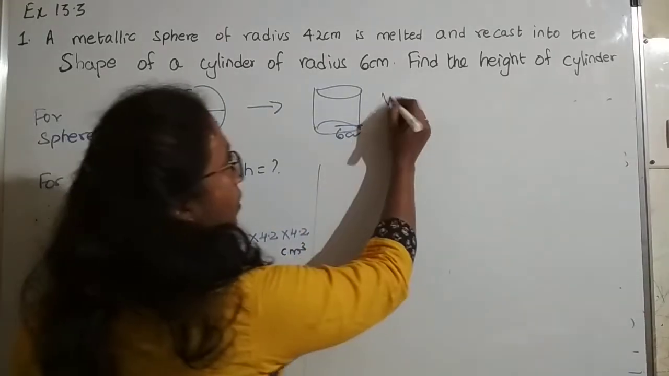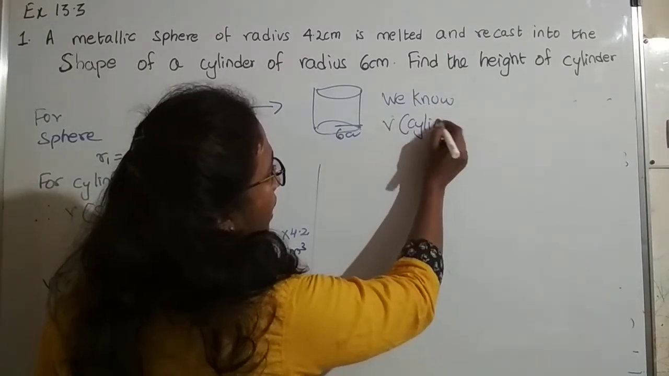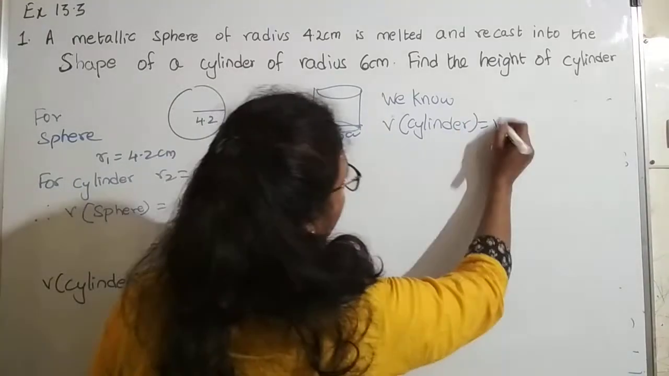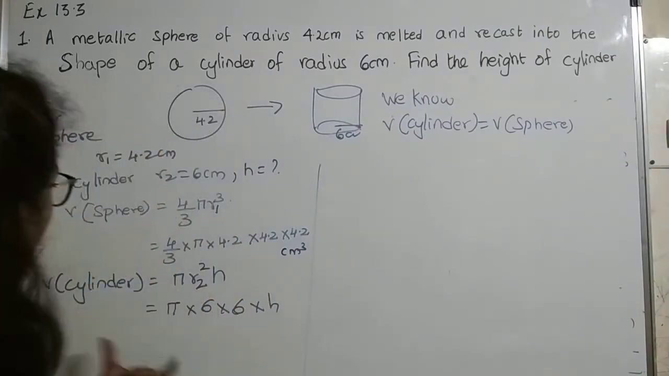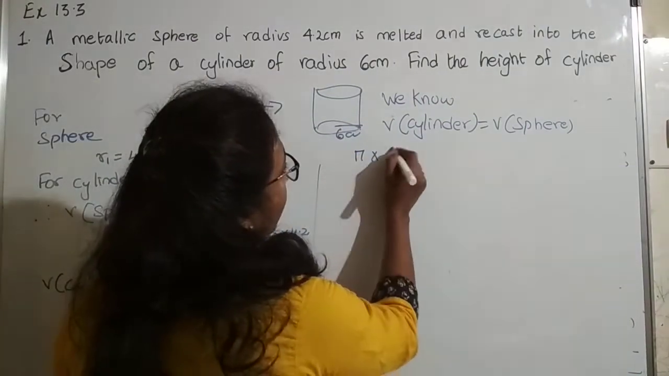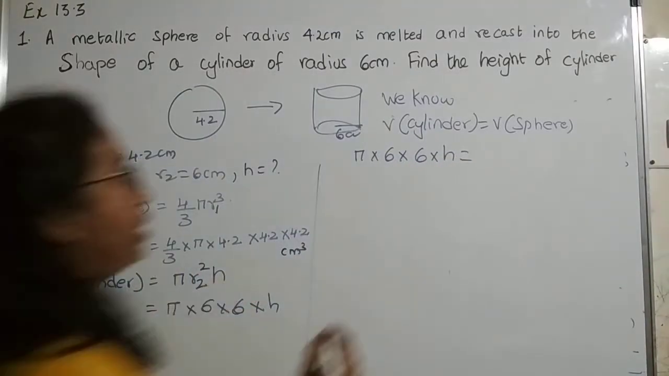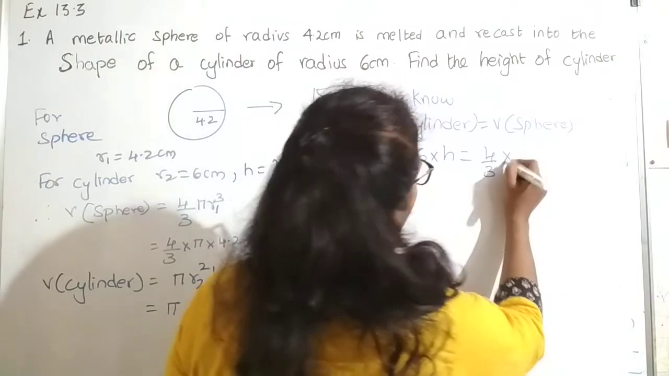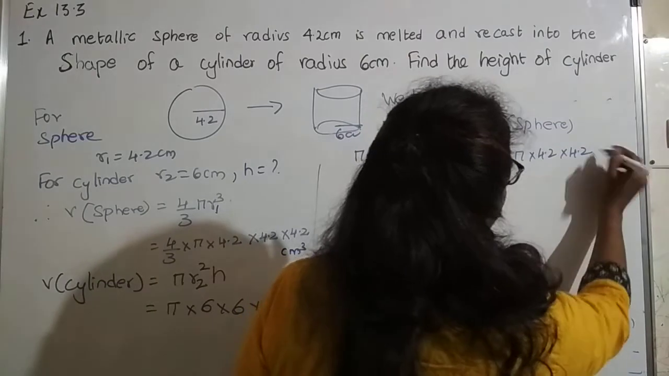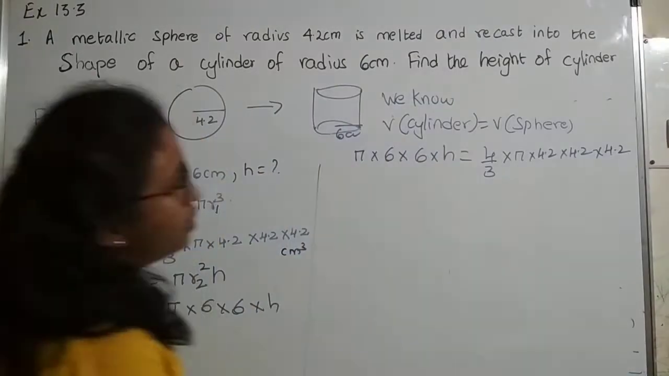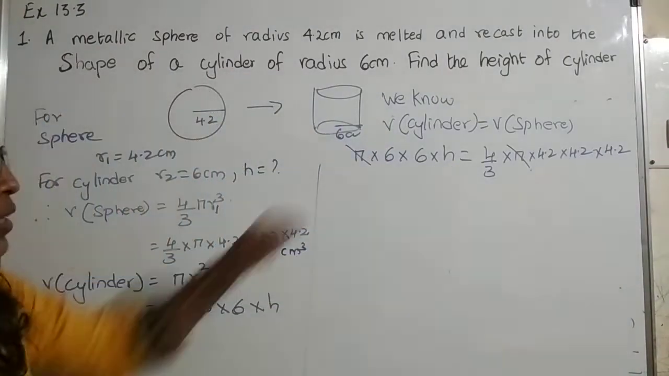So let's equate that. As we know, it has been melted, so the volume of the cylinder will be exactly equal to the volume of the sphere. Or we can write volume of sphere equal to volume of cylinder. Anyhow, same thing. So volume of cylinder is pi into 6 into 6 into H, and volume of sphere we have already written: 4 upon 3 into pi into 4.2 into 4.2 into 4.2. In the calculation, pi cancels on both sides. Our aim is to find the height of the cylinder, that is H.